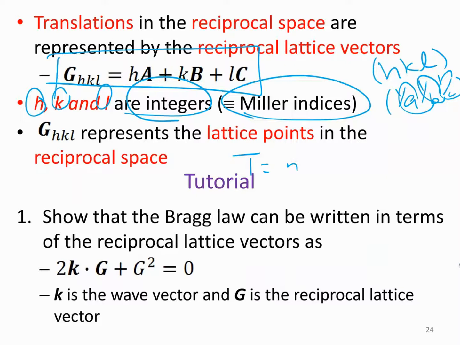So GHKL represents the lattice point in the reciprocal space. All right, so that's all for this chapter, which is about the reciprocal lattice.